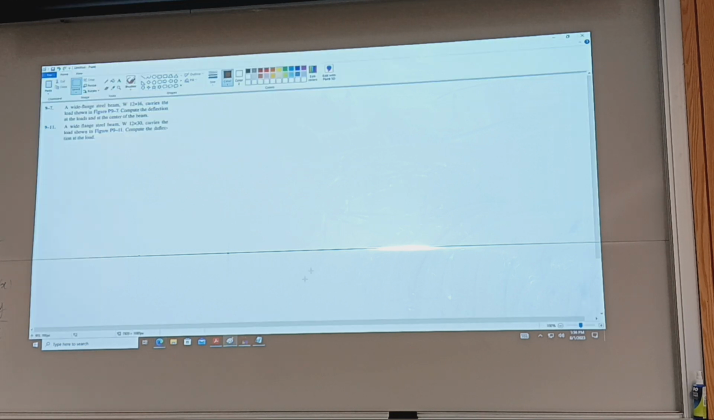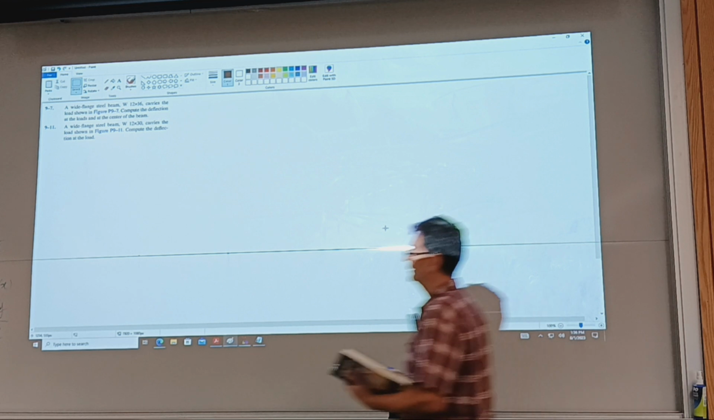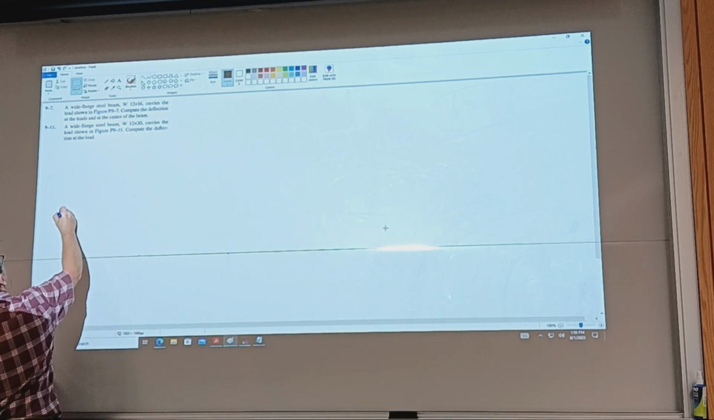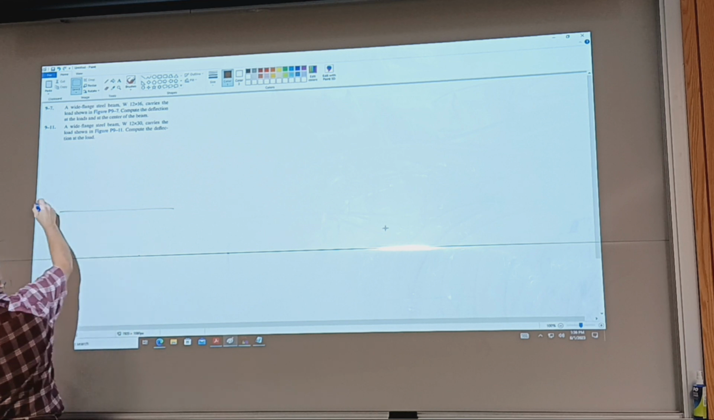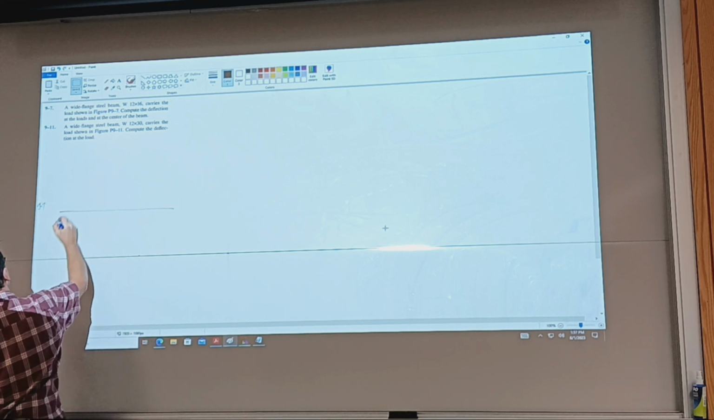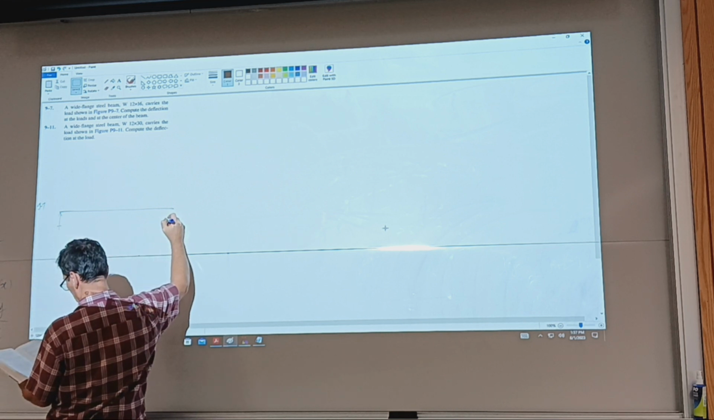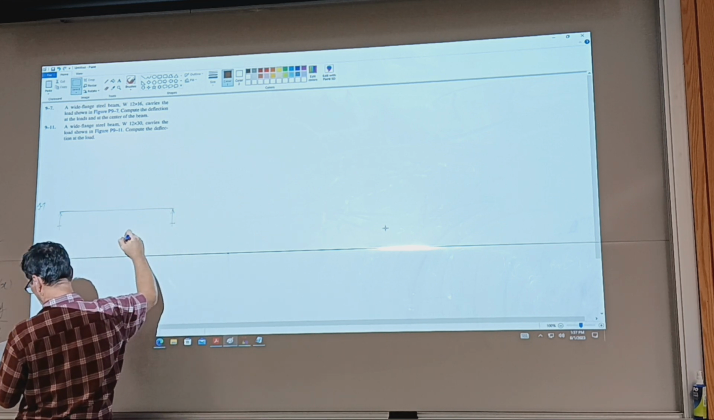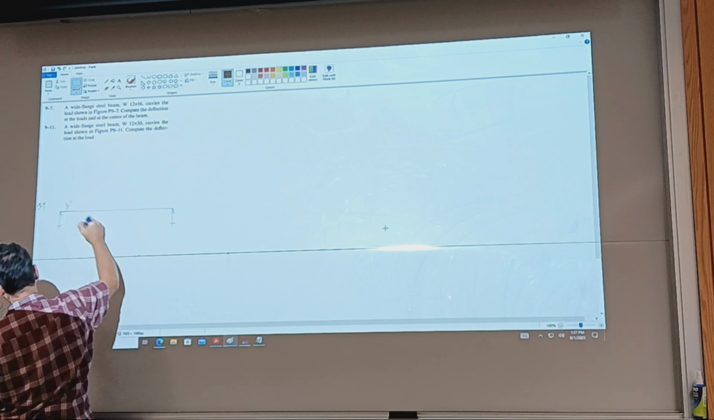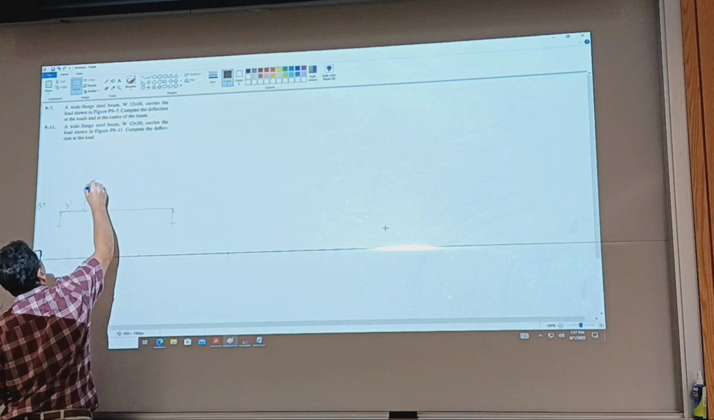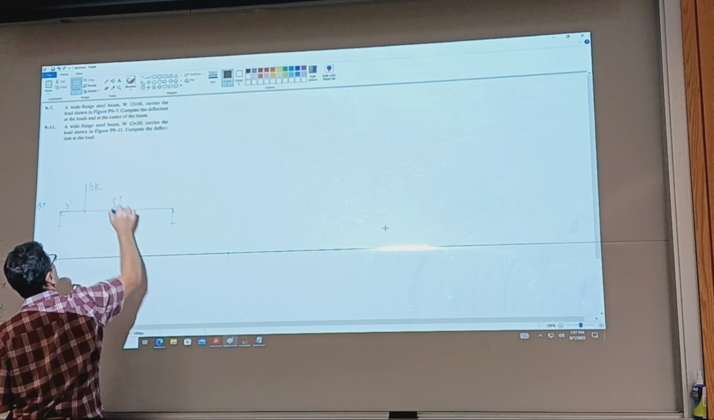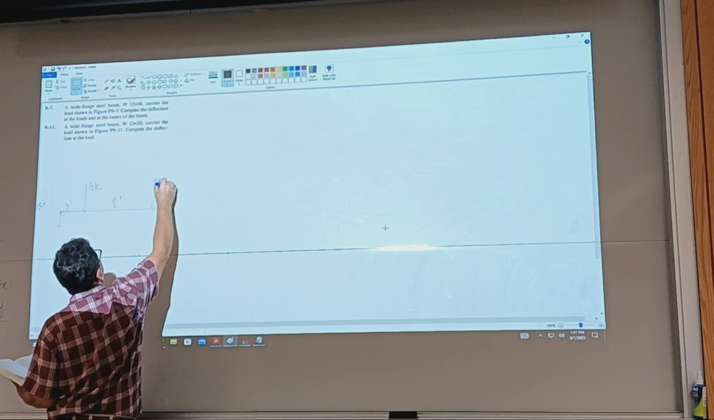So let's go to the problem. It says a wide flange beam W12x16 carries the load shown. I never drew the figure, but we can do it. In figure 7, this is problem 9.7, and we have a simply supported beam with supports at the end, and then we have that symmetric loading: 3 feet, 10K, this is 8 feet, and then 10K, and this is 3 feet.